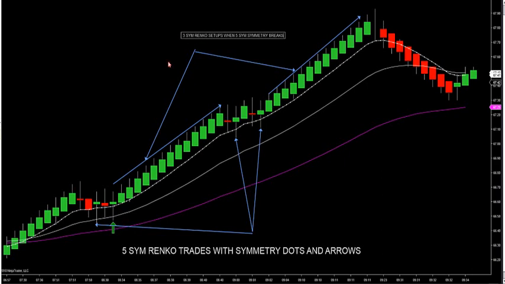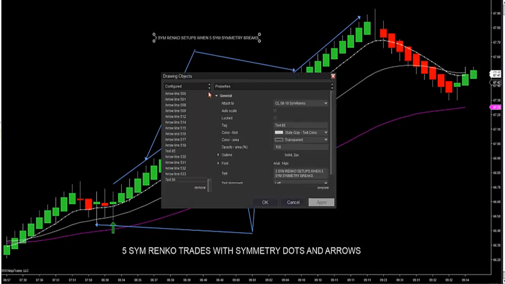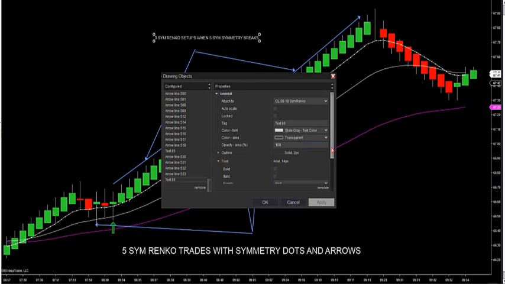These are trades where now we're not going to use the signature dots for 5s. We're using them for breakouts when the 9 Symm sets it up. Let me show you. It's really cool.